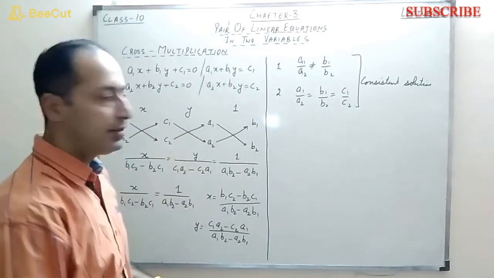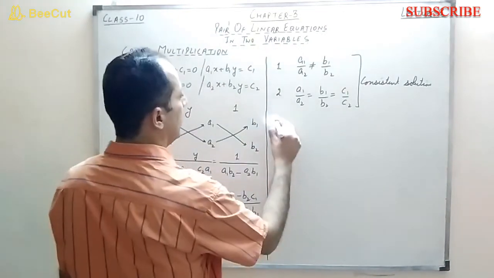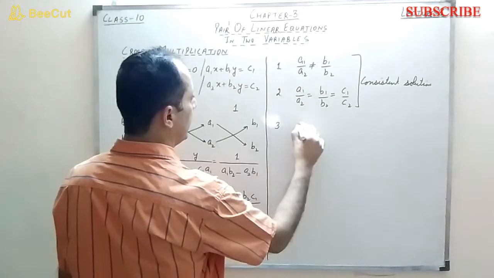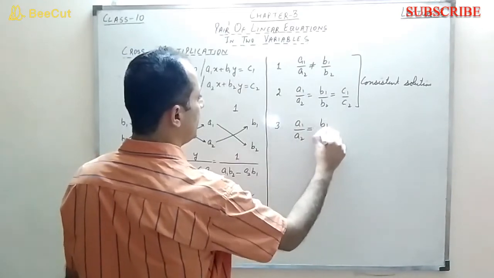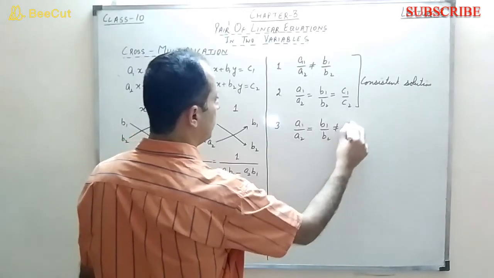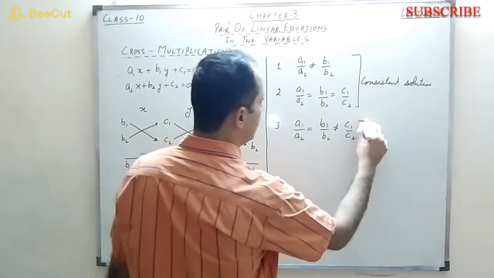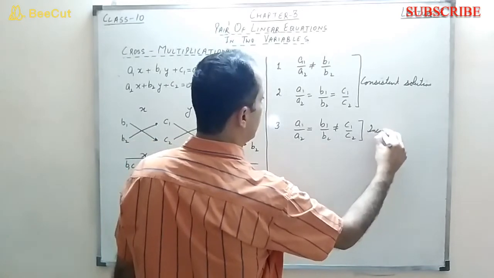We have a consistent solution, right? Now, in the third case, we studied that A1 by A2 equal to B1 by B2, but this is not equal to C1 by C2. So in this case, we say it is inconsistent solution.